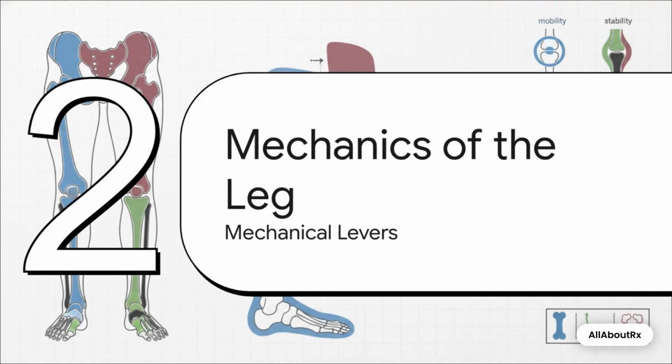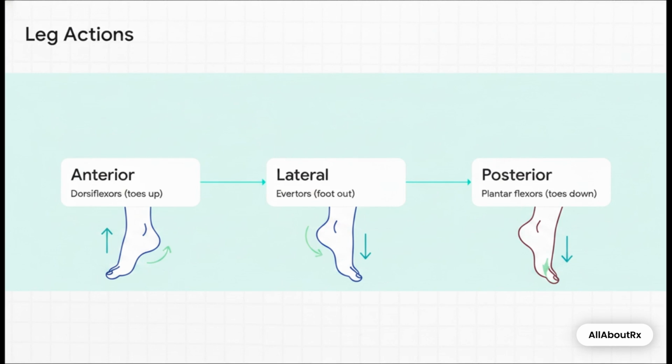Section 3. Mechanics of the leg. Mechanical levers. Moving down to the leg, and actually, scratch that. Let's be precise here. In anatomy, the leg strictly refers to the area between the knee and the ankle. Just like the thigh, it's divided into compartments with very straightforward mechanical actions. The anterior compartment dorsiflexes the foot, meaning it points your toes up. The lateral compartment everts the foot, turning the sole outward. And the posterior compartment plantarflexes the foot, pointing those toes down like a ballerina.